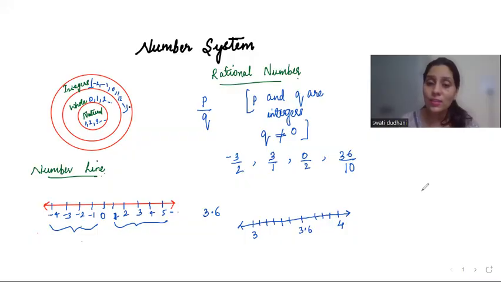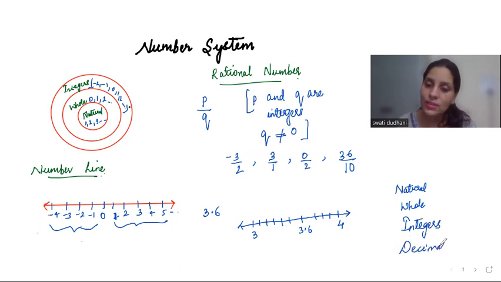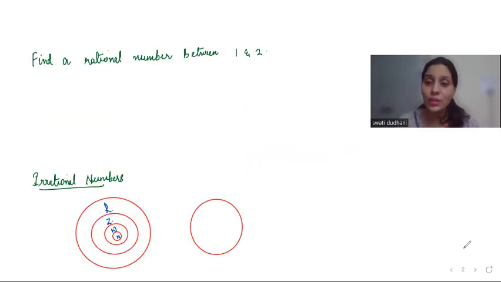So what is a rational number? All the numbers that we know, natural numbers, whole numbers, integers, decimals, all these are rational numbers. Now let us see how do we find rational numbers between any two numbers. You have infinitely many rational numbers between any two numbers.